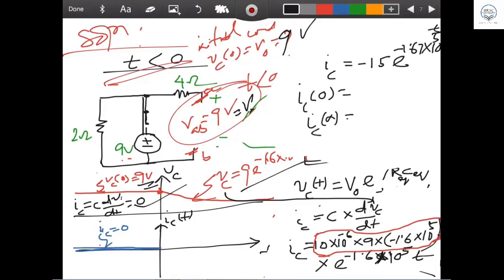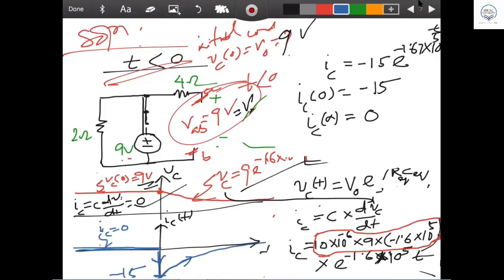At t equal to 0, IC equal to minus 15.03, okay, minus 15. And then at infinity, it is 0. So you're jumping down to minus 15, and then going back to 0 like this. This is the way you should go, right? Yes, sir. It's going to 0.